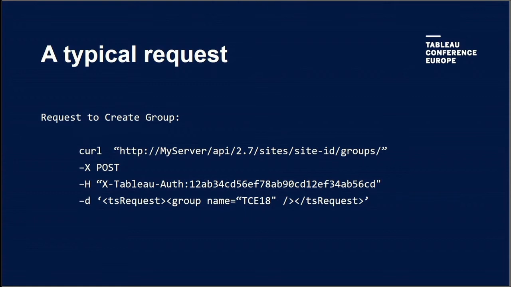If you look at a typical REST API request, right? We start with the server IP or URL, and then the version of the API, in this case 2.7, and we're using the sites endpoint here and the groups function to, in this case, request and create a new group on our server, just with the command line and the API.